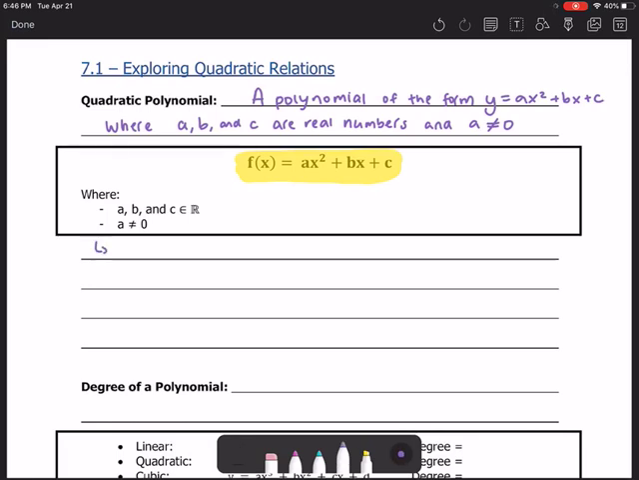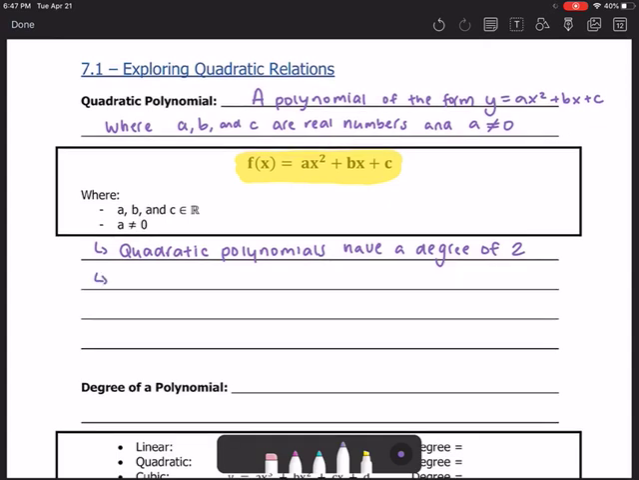Couple of little tidbits about quadratic polynomials. Tidbit number 1 is that quadratic polynomials have a degree of 2. Right, so if we're looking at all of our variables, the highest power on that variable will be 2, and that makes it quadratic.